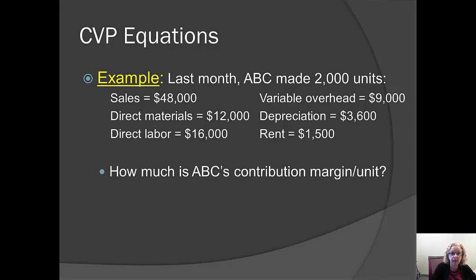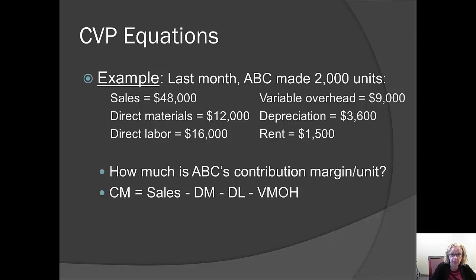Well, let's take a look at a different example. Last month, ABC Company made 2,000 units, and we're given a bunch of information about operations during the period: sales revenue, material and labor costs, variable overhead, and then depreciation and rent, which we would probably assume are fixed costs. So the question is, how much is ABC's contribution margin per unit?